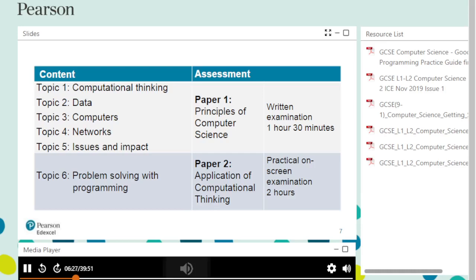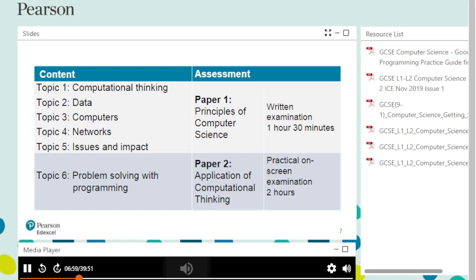There are 2 equally weighted papers, seen here on the right, each marked out of 75, and contributing 50% to the final qualification grade. Paper 1 is a conventional 1.5-hour written exam which assesses content from topics 1 to 5. Topic 6, problem solving and programming, is assessed in paper 2, which consists of a number of task-based questions to which students respond using a computer to edit and write code.